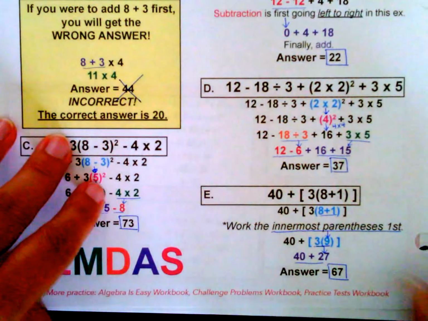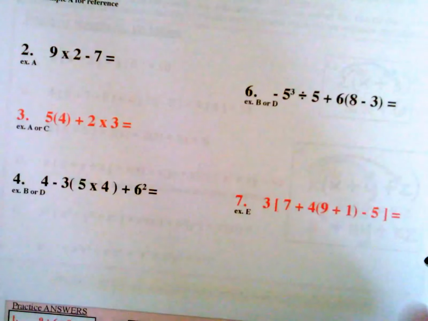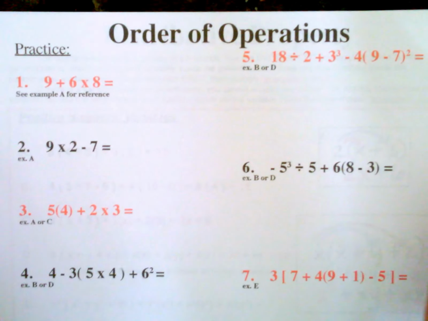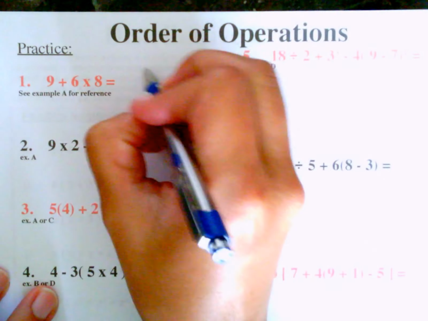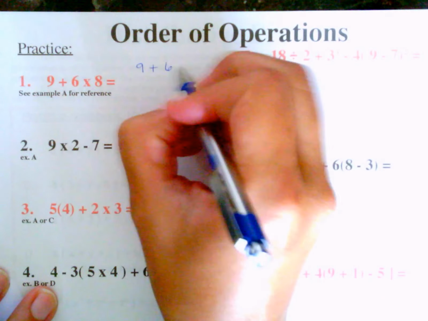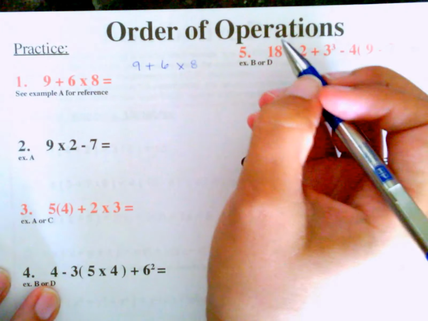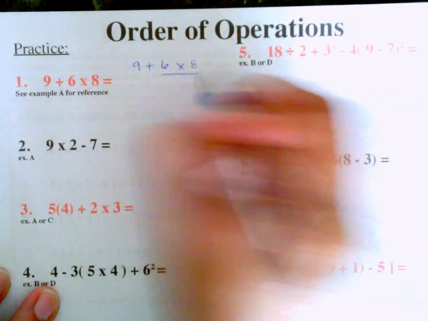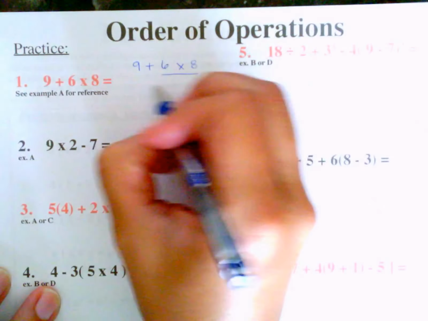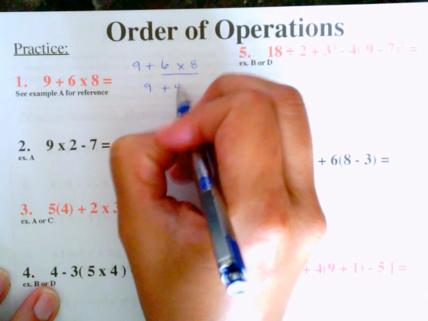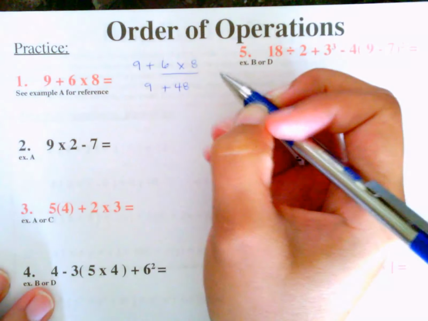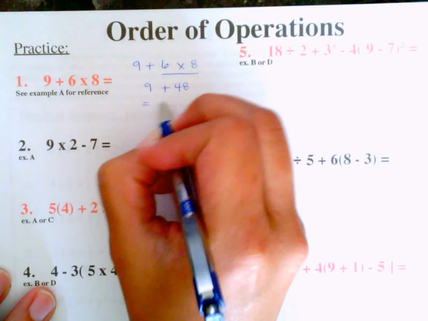So now let's look at some practice problems. So order of operations practice. So 9 plus 6 times 8. So PEMDAS, order of operations, multiplication comes before addition. So this is 9 plus 48, and 48 plus 9 equals 57.